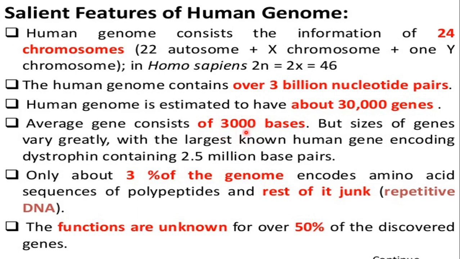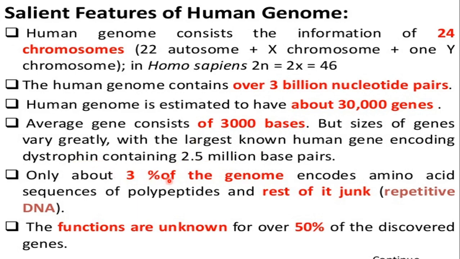It is an average value that is taken, and the largest gene is dystrophin, which is made up of 2.5 million base pairs. So we can see here that out of these 3 billion nucleotide pairs, 2.5 million make up a single gene.